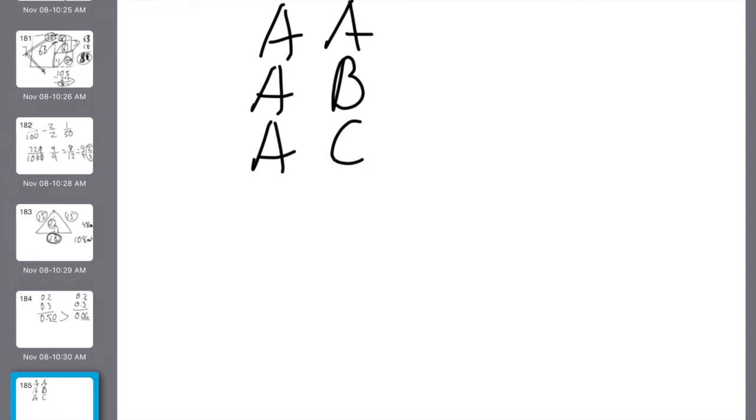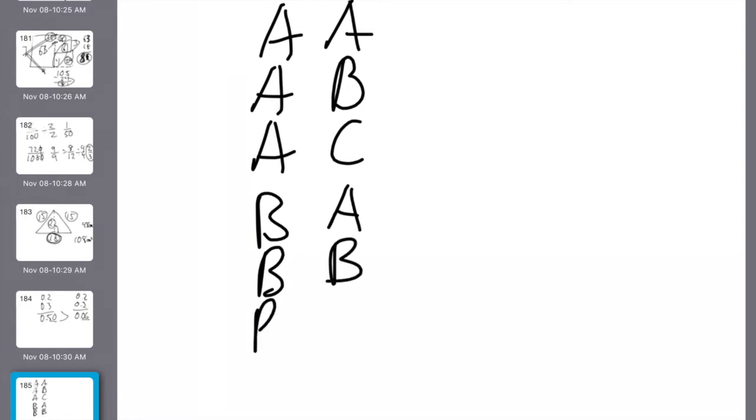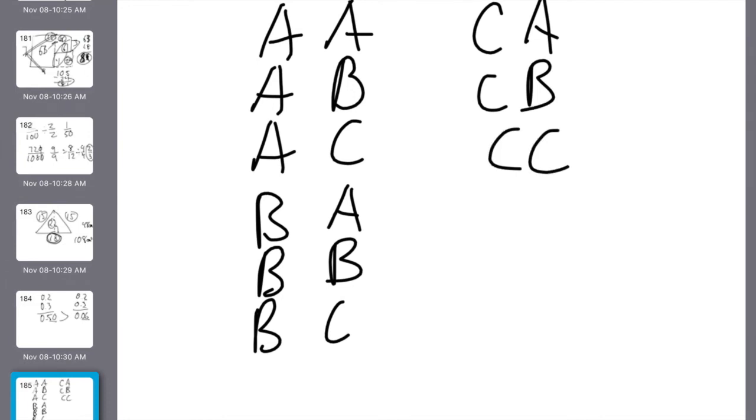So I spun an A, second time I spun an A again. Spun an A, this time I spun a B. Spun an A, this time I spun a C on the second one. Start over. Spun a B: A, B, B, B, C. Start over. C: A, C, B, C, C. 1, 2, 3, 4, 5, 6, 7, 8, 9. I got my sample space down for A.